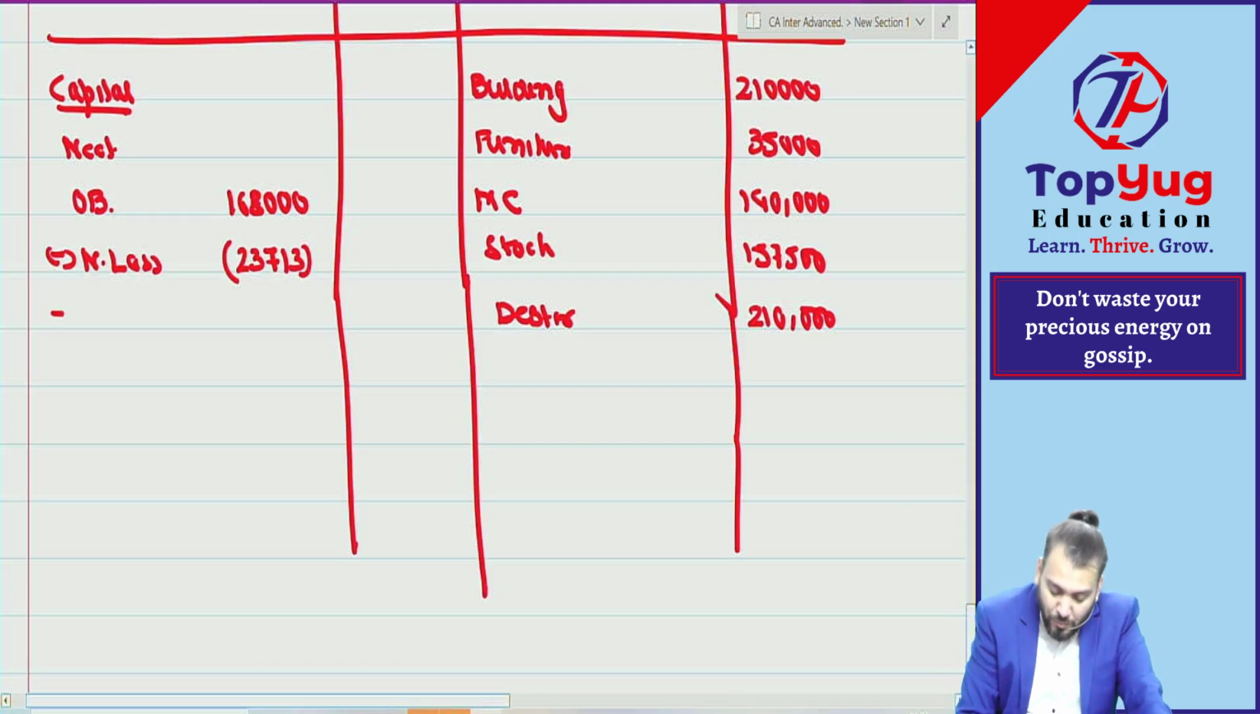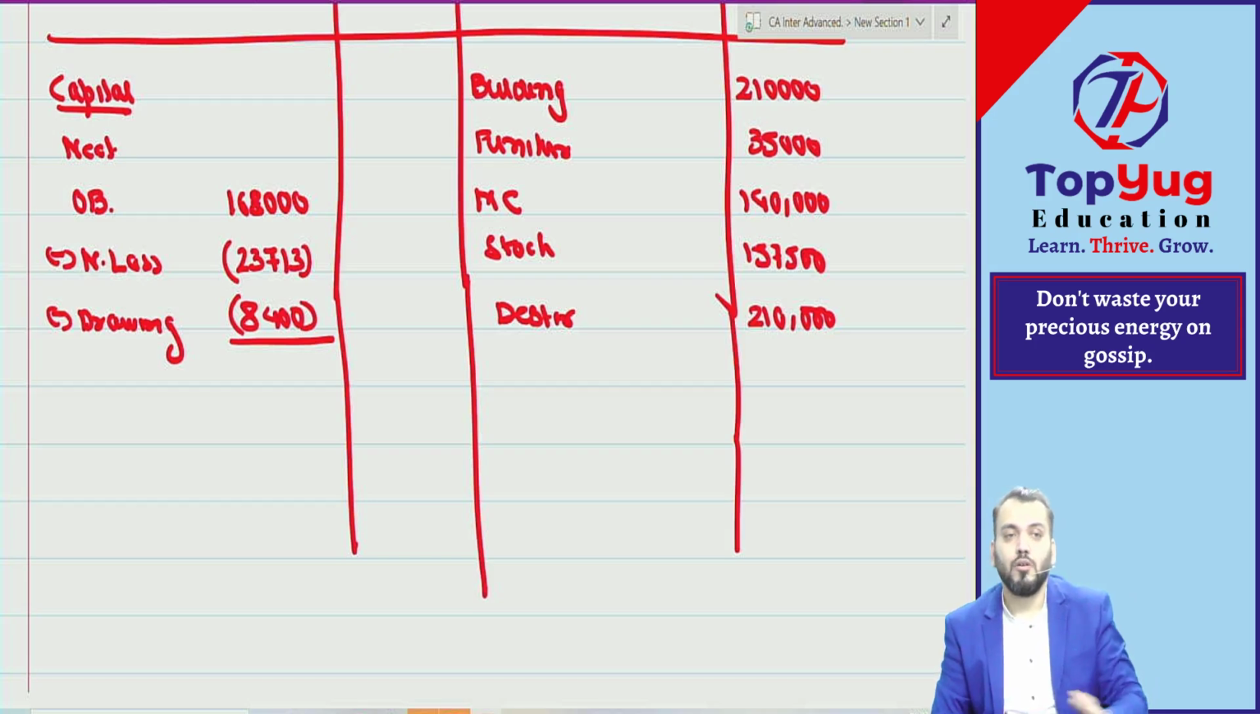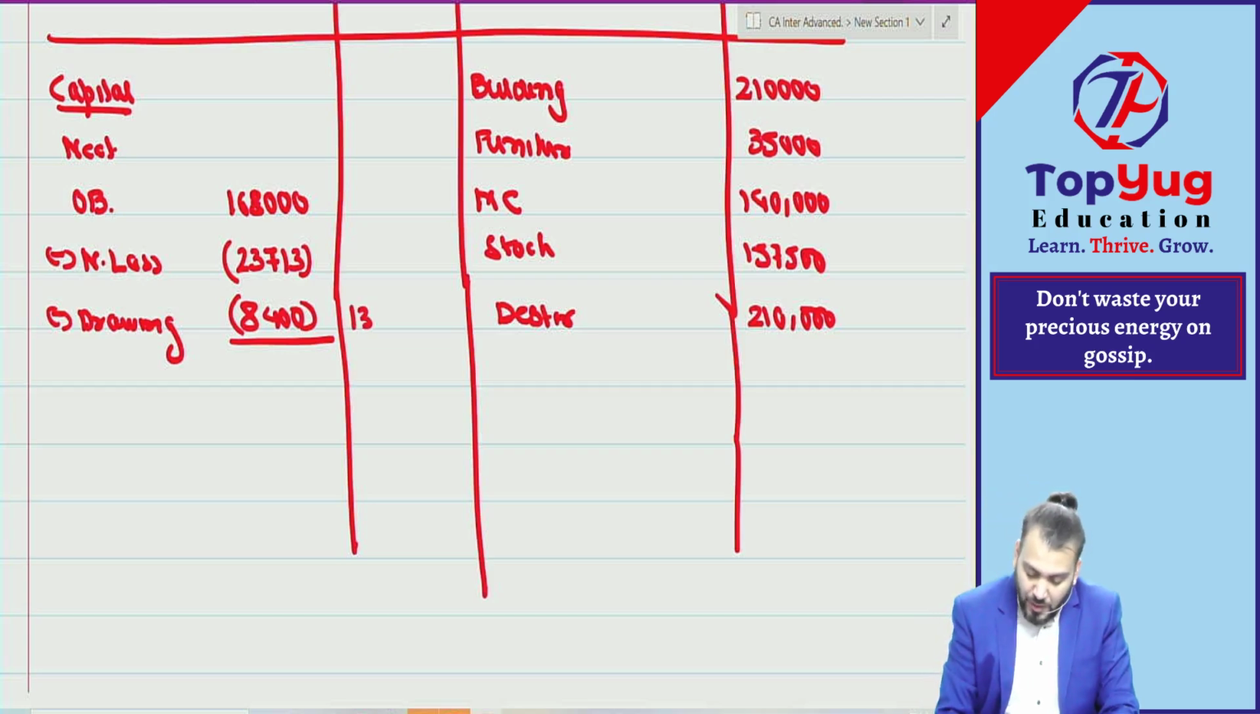Correct. Similarly, we'll minus drawings. Drawing is 2,800 into 3, which means 8,400. This will also be minus. Can you give me Nil's closing capital? One lakh 35,887.